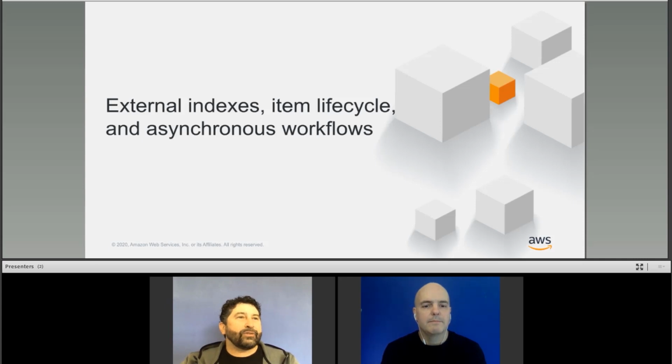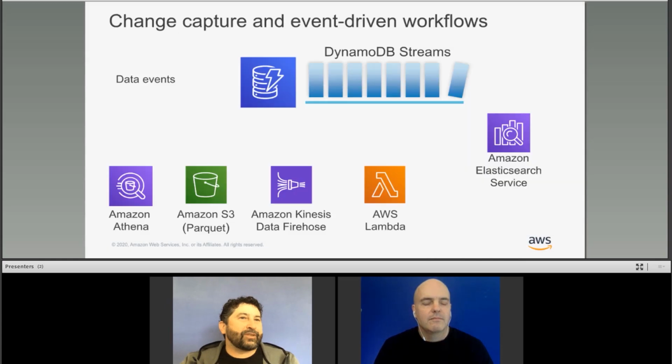A second table. Right, so what was that? A second table you mentioned. Okay. Yeah, possible. So how about we talk a little bit about external indexes, some of the things that we can do to manage item life cycles and some asynchronous workflows. Of course, that's going to depend on DynamoDB streams. Why don't you tell us a little bit about those?